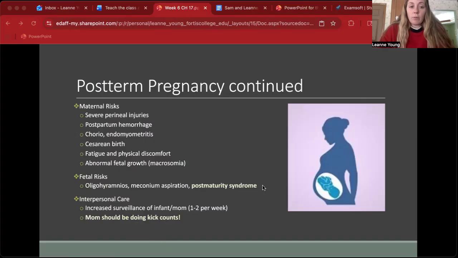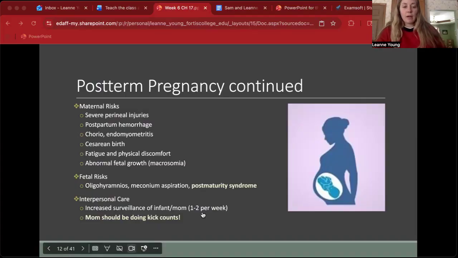Fetal risks associated with postpartum pregnancy would be oligohydramnios, meconium aspiration, post-maturity syndrome. What is post-maturity syndrome? You guys will need to know this. 10 to 20% of infants are born post-term. What we can see with them is they may have a decreased amount of subcutaneous fat. They may lack that lanugo and vernix. So they may have some dry, cracked, peeling skin, long nails. They may have some meconium staining of the skin, nails, and umbilical cord. Okay. Those are all things that are associated with post-maturity syndrome.